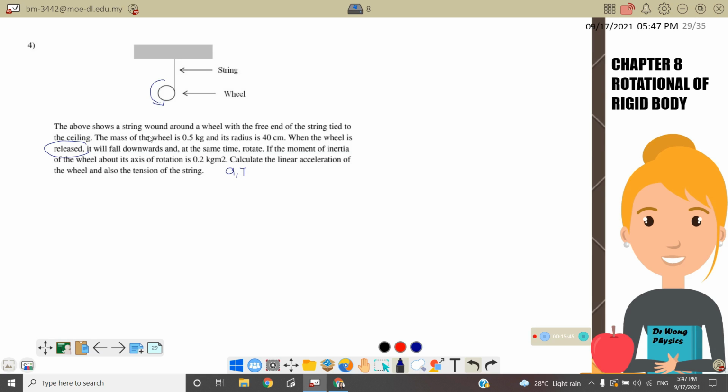Okay, so for this case, we have two equations. The first one is for rotational: torque equals I alpha, and the second one, for linear motion, is F net equals ma. This wheel will rotate going downward. It experiences a tension, and this is a radius R. Torque here is R times tension sine 90 degrees, and it equals I alpha. So our tension is equal to I alpha over R.